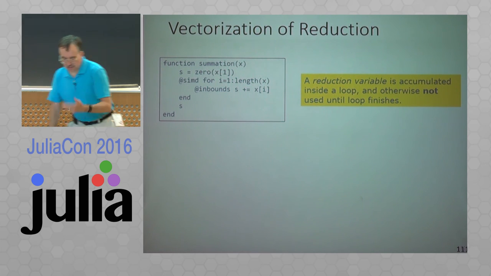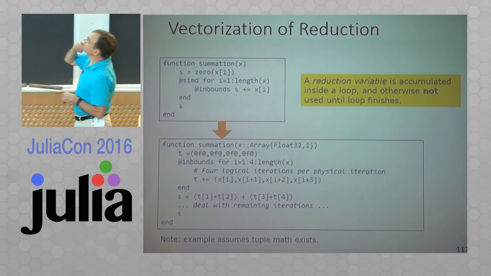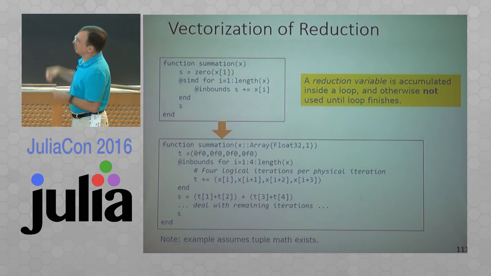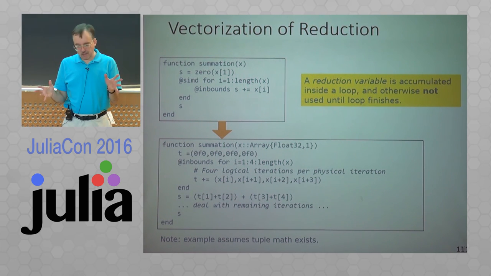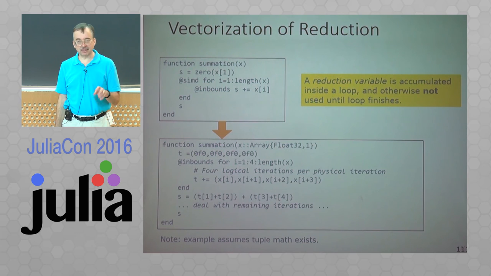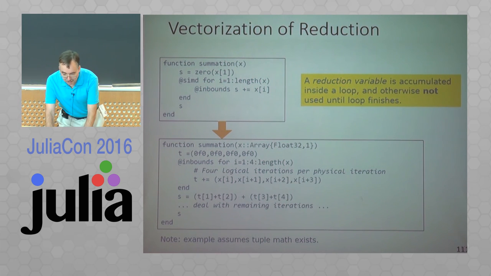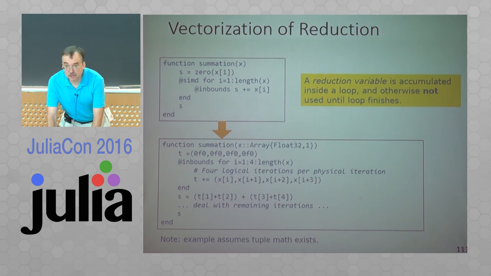But logically, an example like this will behave as though it ate four iterations at the same time. The key point is here. When the vectorization does a reduction, it changes the order of operations. It's no longer strict left to right summation. It's like accumulating 4 subsums, and then it's going to sum those subsums finally. So it's commuting and reassociating the arithmetic.